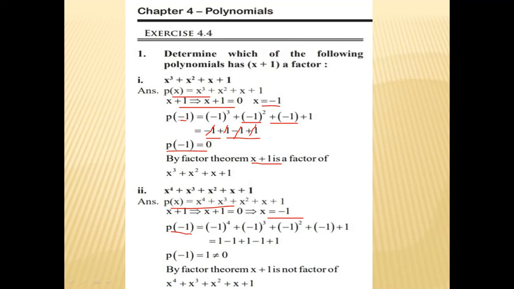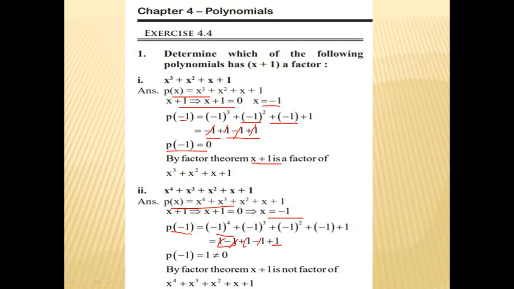Minus 1 whole to the power of 4 is 1. Minus 1 whole cube is minus 1. Minus 1 whole square is plus 1. Plus minus 1 is minus 1, plus 1, write it as it is. In this case, 1 minus 1 is cancelled, plus 1 and minus 1 is cancelled. Therefore, the remaining is plus 1. Therefore, P of minus 1 is 1.